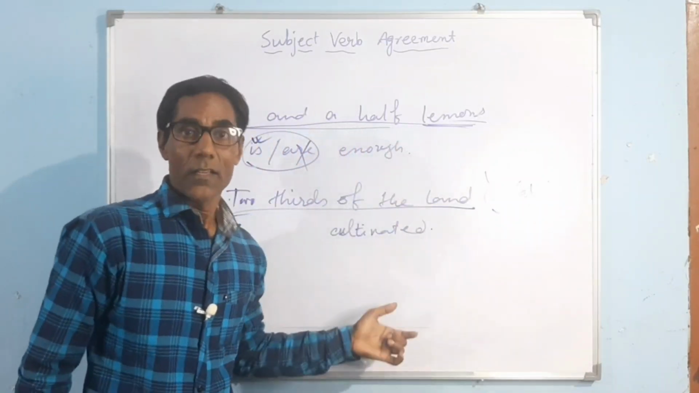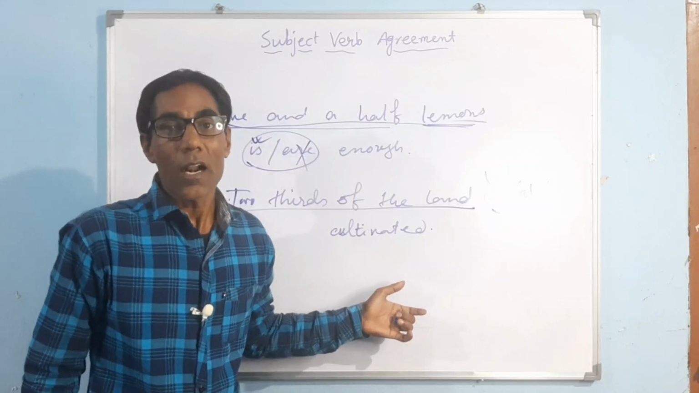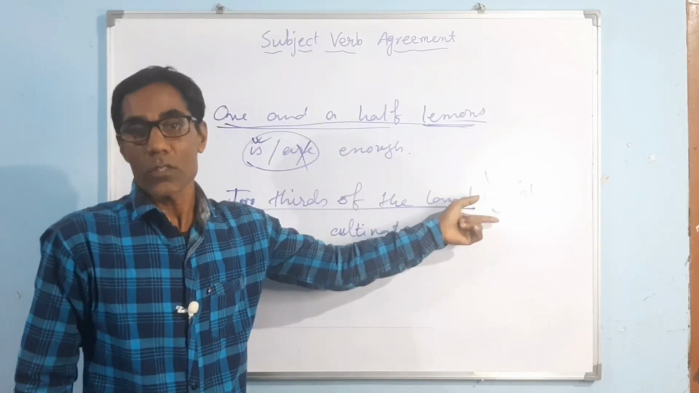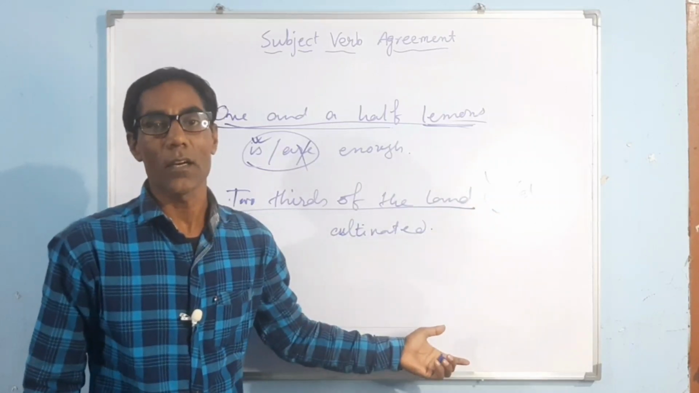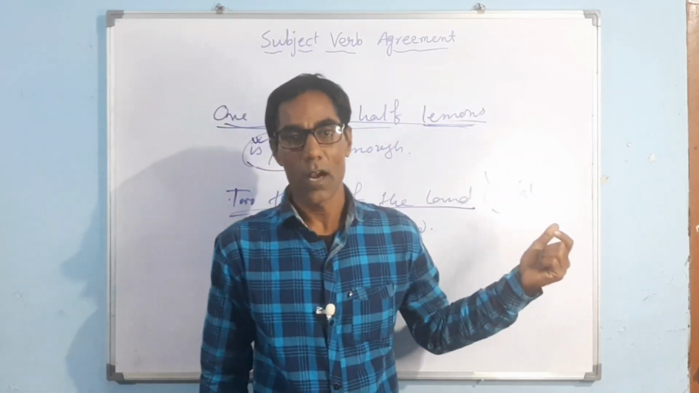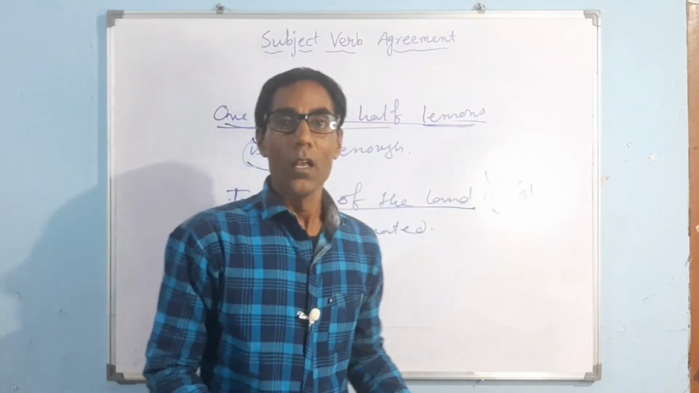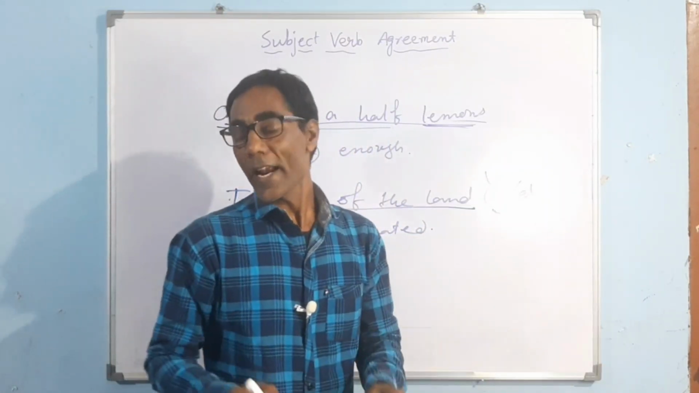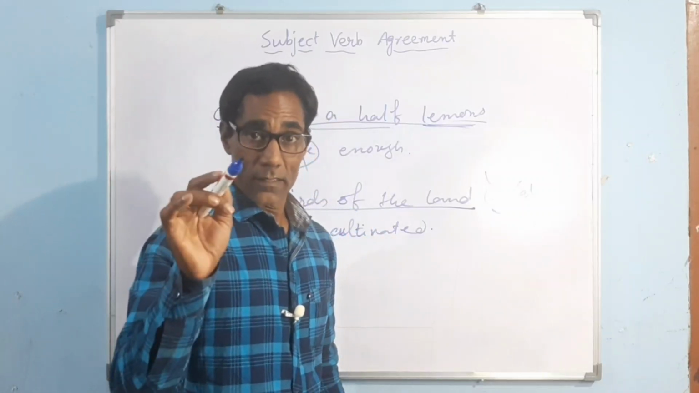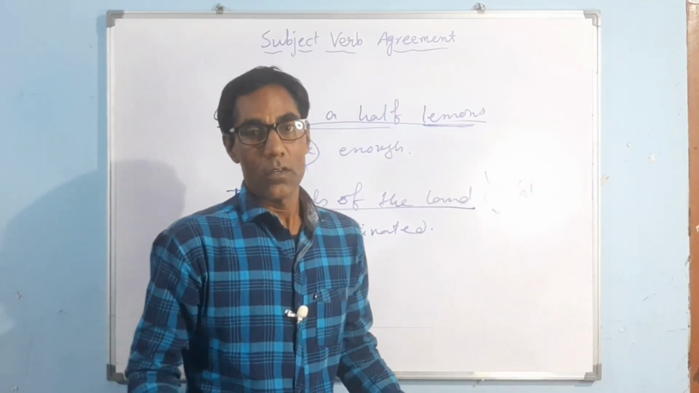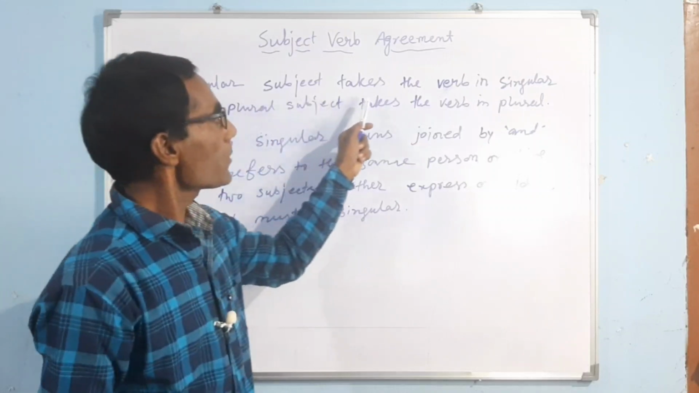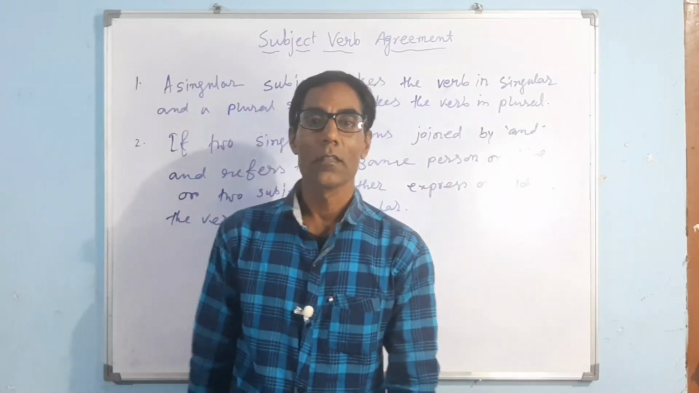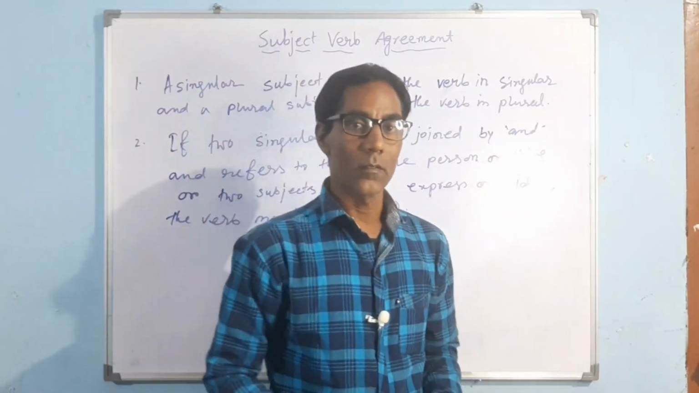So why are this type of things happening here? Why, instead of the plural verb are, are we using the singular? That is the thing we learn here. This is the most interesting one. I am certain that after this class your subject-verb agreement will be as easy as ABC. So let's continue. A singular subject takes the verb in singular and a plural subject takes the verb in plural.